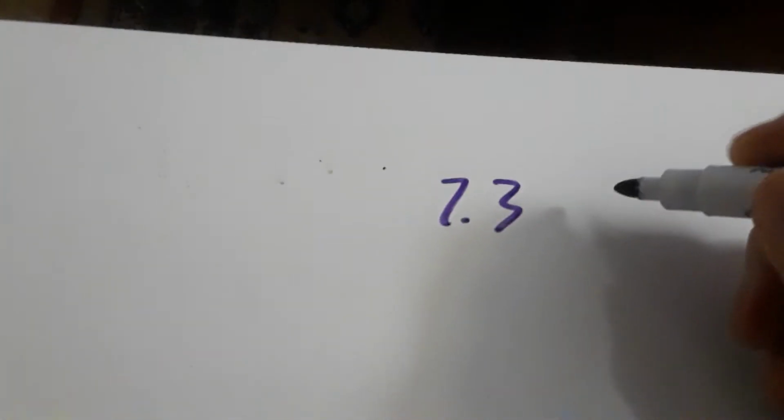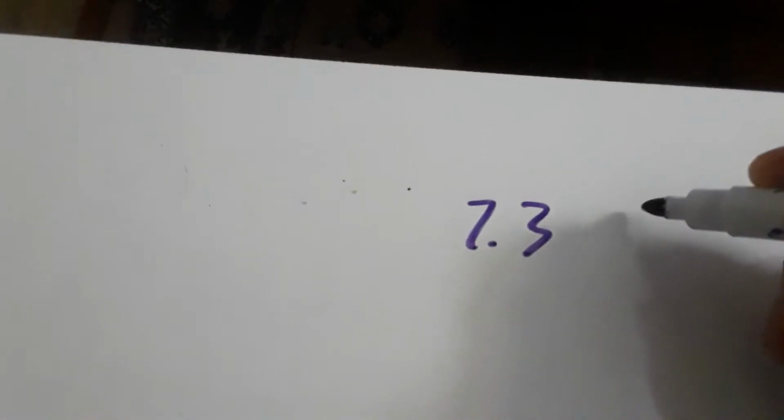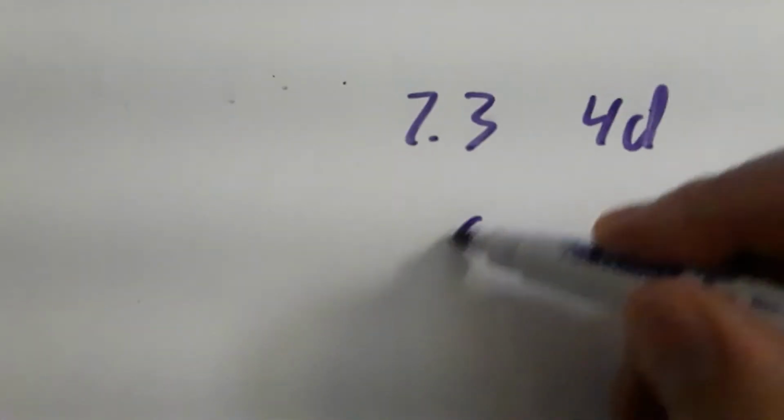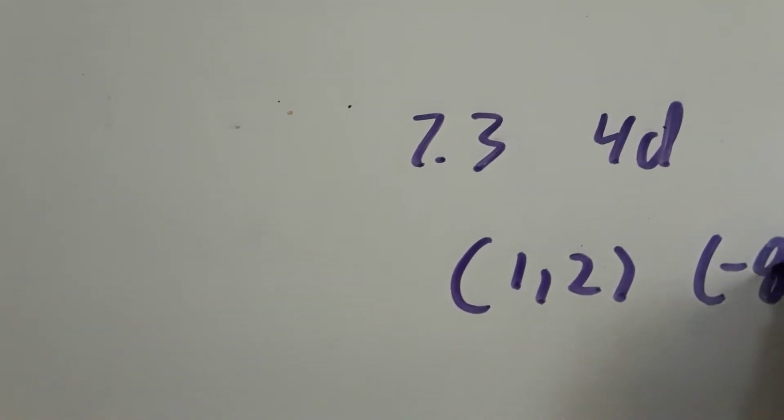From 7.3, number 4D. So in this problem, we are simply given 2 points. In this case, 1, 2, and negative 8, 5.